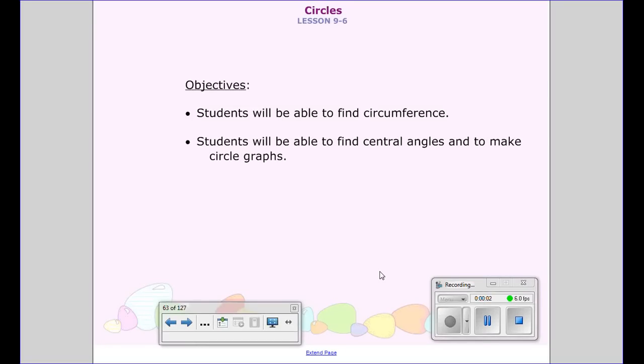Good evening. This is lesson 9-6 on circles. In tonight's lesson, you're going to find out how to find the circumference of circles, and you're also going to be able to use the central angles in order to make a circle graph. So we're going to go ahead and get started.